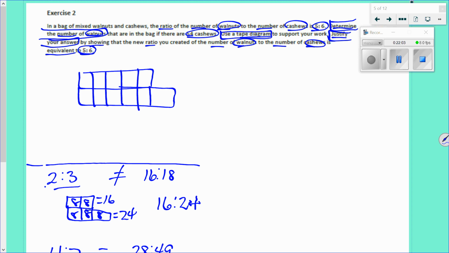On the top, I start with number of walnuts to number of cashews. So that means the top is walnuts, bottom is cashews. Please don't forget to identify your variables. That was a very common mistake as I was looking at my students' homework.